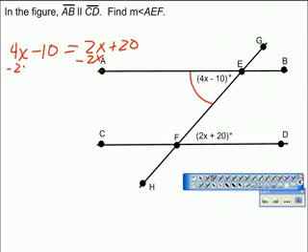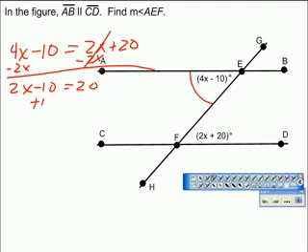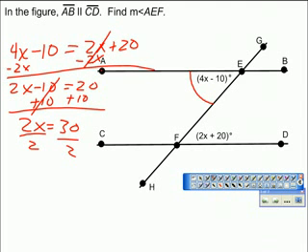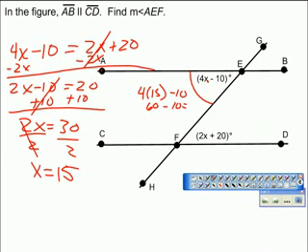You got it. Combine the x's. Subtract 2x from both sides. That cancels. 2x minus 10 equals 20. Add 10 to both sides. 2x equals 30. Divide by 2. x equals 15. Is that my answer, 15 degrees? No. I have to plug 15 in right here. 4 times 15 minus 10. So the measure of angle AEF is 50 degrees.